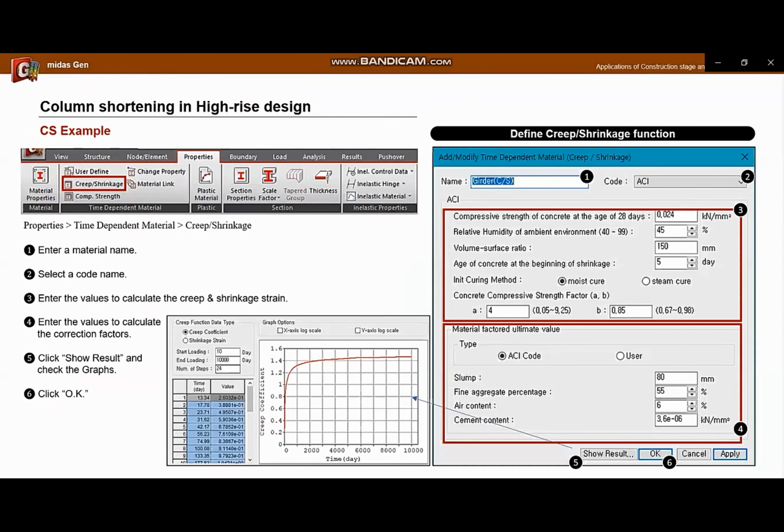The next step is to define the time-dependent material properties. First, enter the name of the material function and select the code, and input the values for calculating creep and shrinkage strain according to the selected code, and input values for calculating correction factors. We can check the curve by the calculated function as follows by clicking the Show Result button. To perform a second or third analysis, we can input the values from material experiments directly into this table.